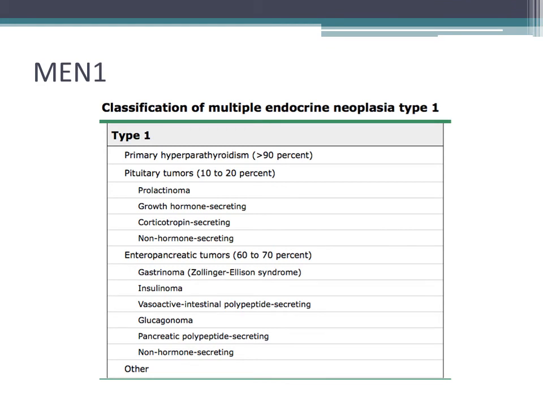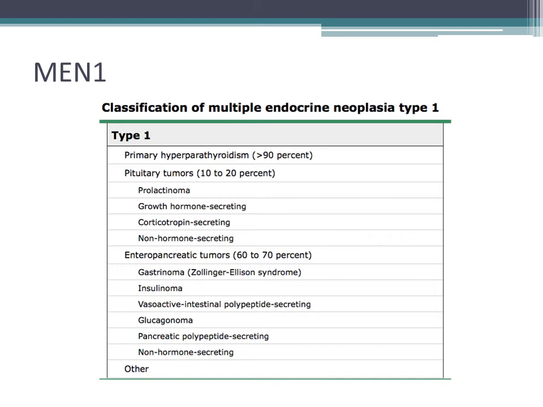Here is the percentage of the manifestations of these patients. So primary hyperparathyroidism occurs in more than 90% of patients. It should be more than 100% of patients, but this study probably included younger patients who are less than 50, so they still did not manifest the primary hyperparathyroidism. Pituitary tumors are found in 10 to 20% of patients.